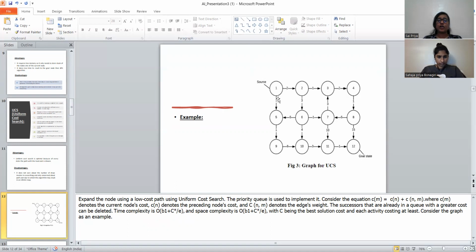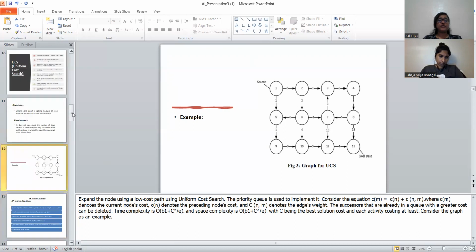First we calculate the cost, c of f of n, to find which one is the maximum number, so the node goes to the next level, for example 1 to 5, because 1 is the smaller number compared to 2. Likewise we have to reach the goal state. And this is the uniform cost search.